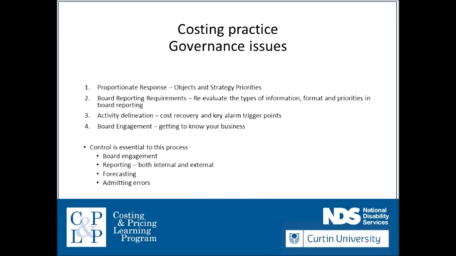So from a governance perspective, remember to have a proportionate response, look at the objects and the mission of the organisation, and develop strategy priorities. Think about the board reporting requirements and reevaluate the types of information, format, priorities, and also timing. Remember to look at activity as well as cost. You need to understand that this is as much about how much activity your organisation undertakes and when it undertakes it, as opposed to how much it costs to undertake those activities.